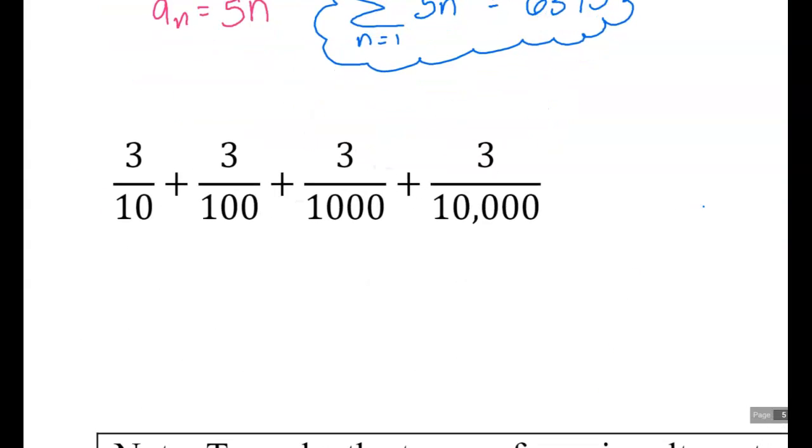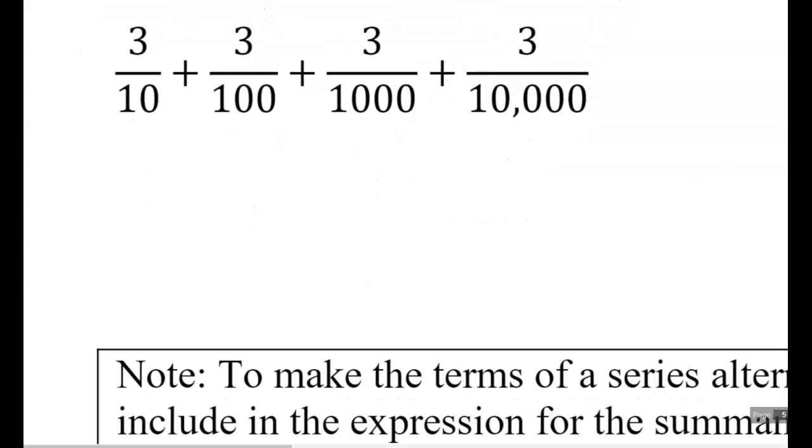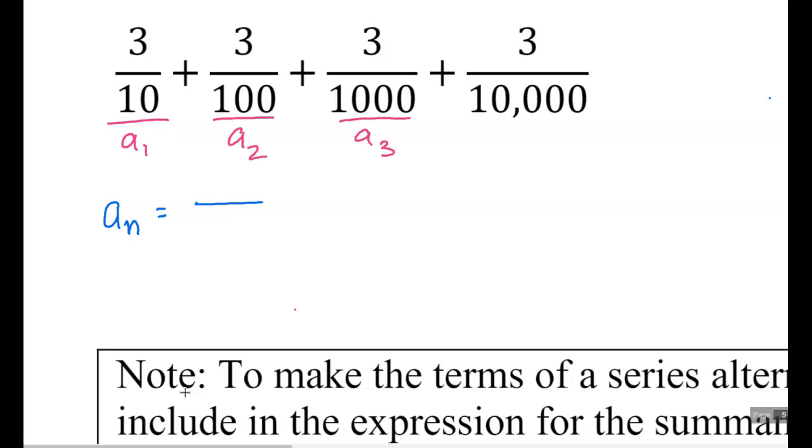All right, let's try one more. Remember last class I told you that when we're trying to define sequences that have fractions, it's easier to think of them as separate numerators and denominators. So, how can we define the numerator here? Yeah, the numerator is always 3.